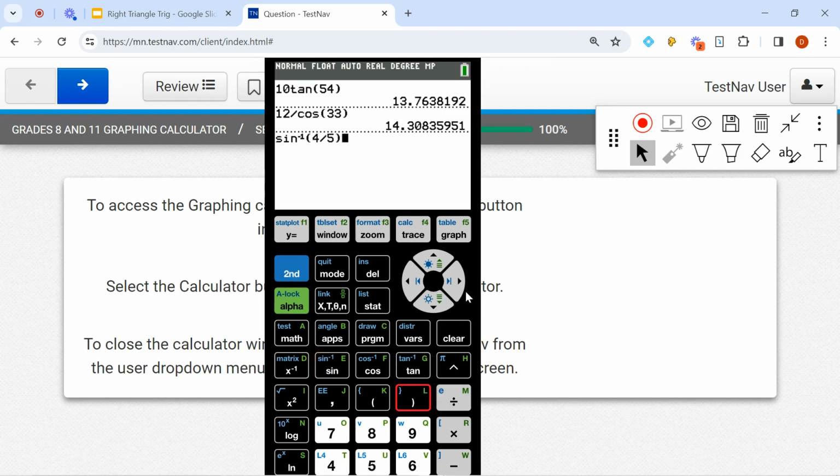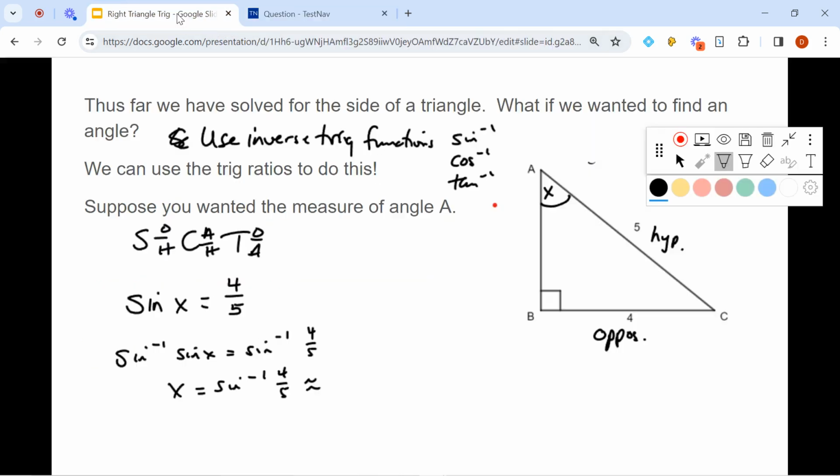Close it out. We'll push enter, and we get 53.13 or 53.1. This is 53.1 degrees, and you want to have a degree symbol. Please be careful. We're soon going to talk about writing things in radian measure. 53.1 is a radian measure, but 53.1 degrees with a degree symbol means degrees. They're two different things, so I want to make sure you have that degree sign there.